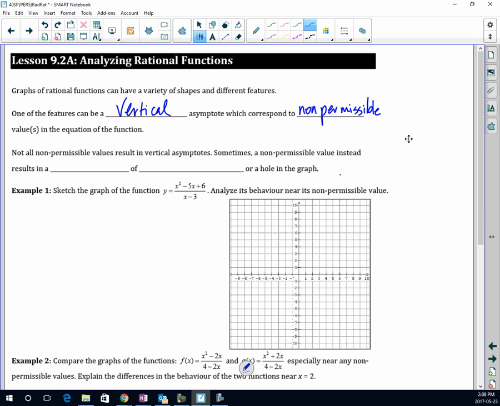The bottom zero, yep. Not all non-permissible values result in vertical asymptotes. This is something new, grade 12. Sometimes a non-permissible value instead results in a point of discontinuity, in other words, a hole in the graph. If you refer to it just as a hole, then if I ask you about a point of discontinuity on the test, you might not know what it means. So that's why I'm going to use it interchangeably.